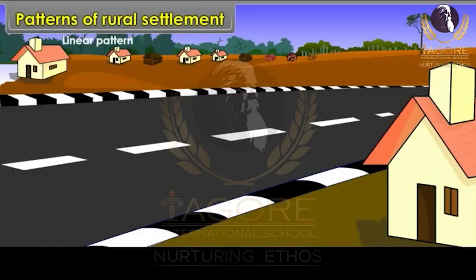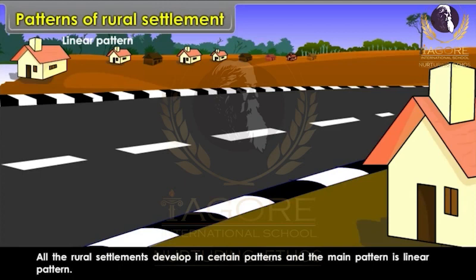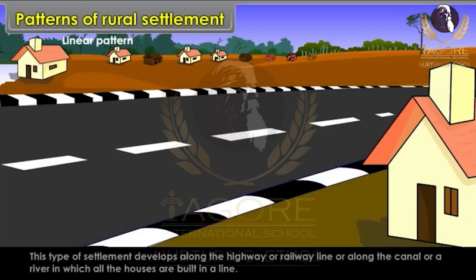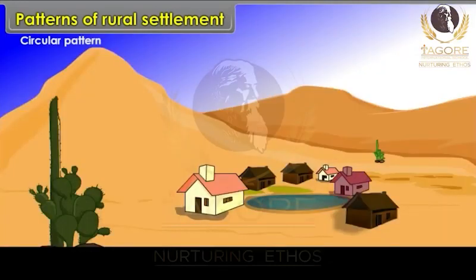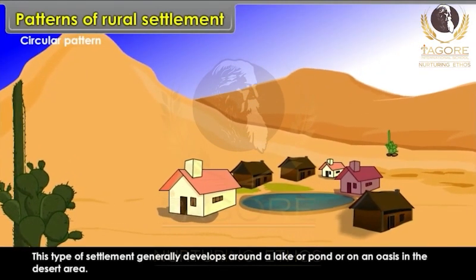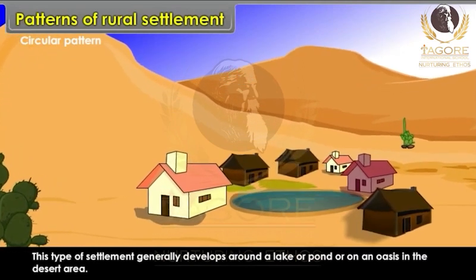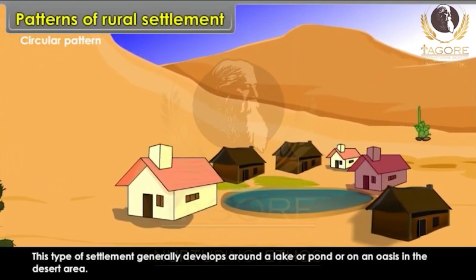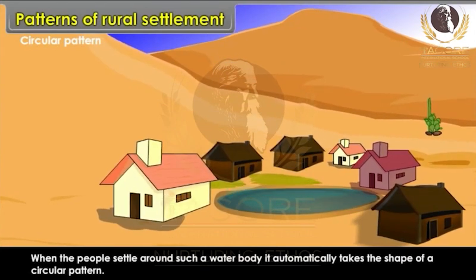Linear pattern. All the rural settlements develop in certain patterns, and the main pattern is linear pattern. This type of settlement develops along the highway or railway line or along the canal or a river, in which all the houses are built in a line. Circular pattern. This type of settlement generally develops around a lake or pond or on an oasis in the desert area. When the people settle around such a water body, it automatically takes the shape of a circular pattern.